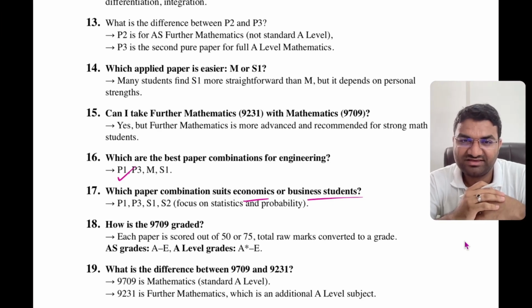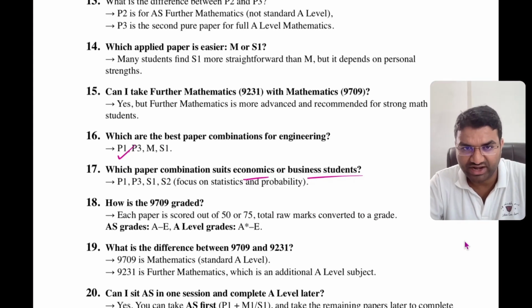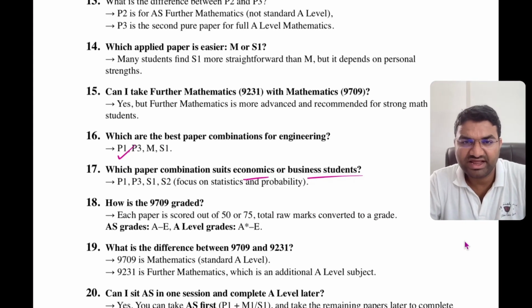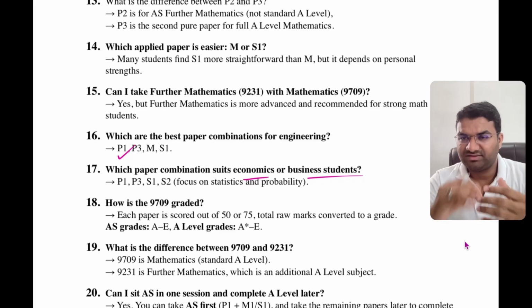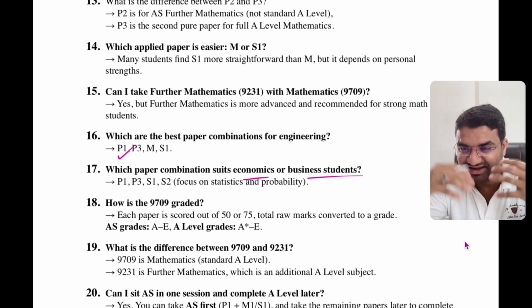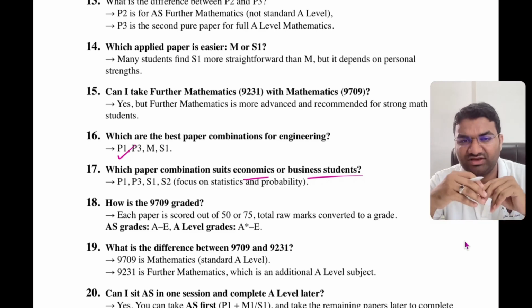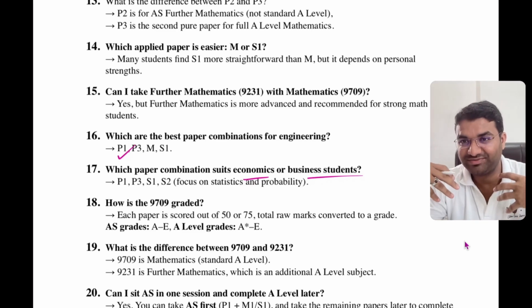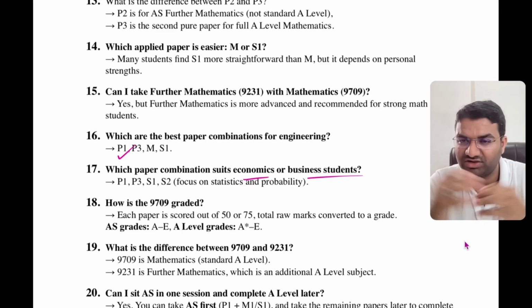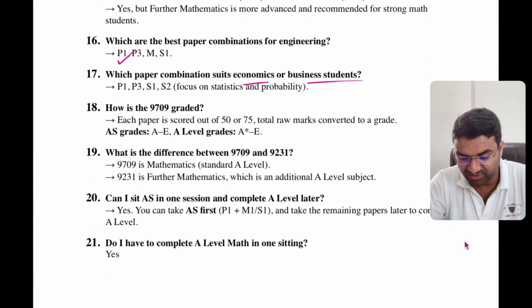Fine. Then how is 9709 graded? Meaning the normal math, how is it graded? Actually, AS level grades are A to E and A level grades are A star to E. Fine. So if you work hard, a little bit extra, take lessons, then probably it's easy to even get the A star grade. And I would say proudly that many of my students got the A star grade easily.